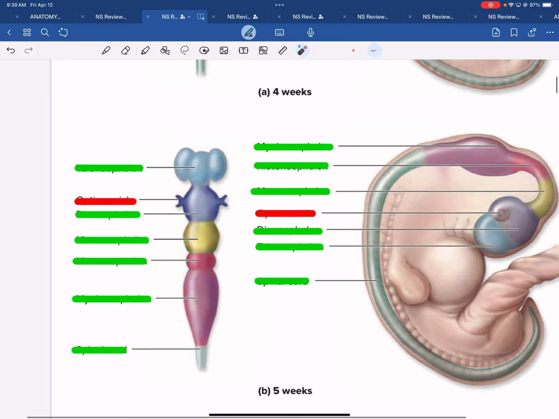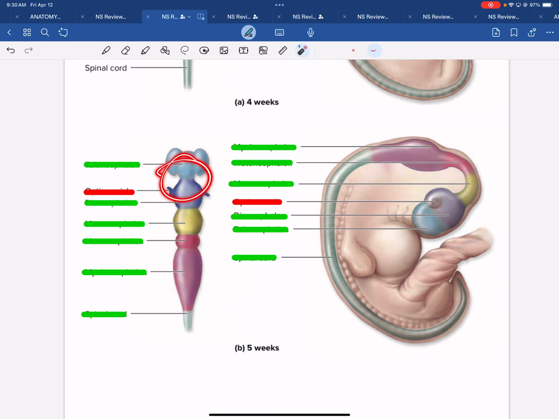And then the prosencephalon splits into two more vesicles. So does the rhombencephalon, but not the mesencephalon. So this is the mesencephalon still. What is this one? Good, the telencephalon. Let's go out of order. What is this? Good, the metencephalon. Good. Here? Good, the diencephalon.